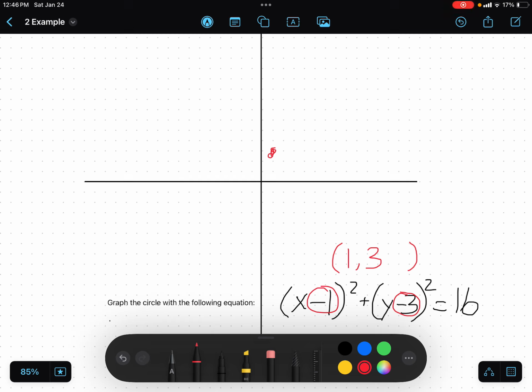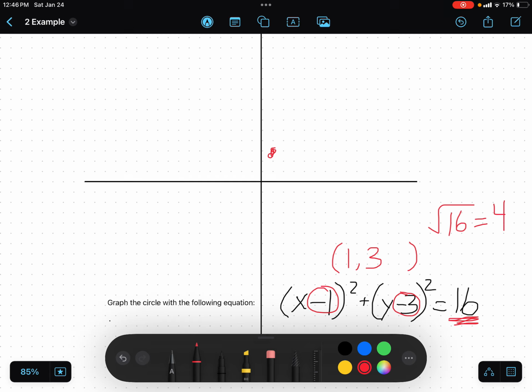Now we need to find the radius. Well, r squared is 16. So the radius is going to be the square root of 16, which is 4. It won't always be an integer in every circle, but this time it is. So now how can we put that radius into action?